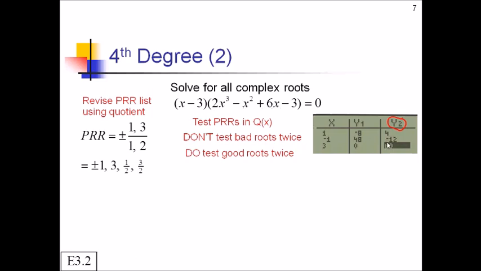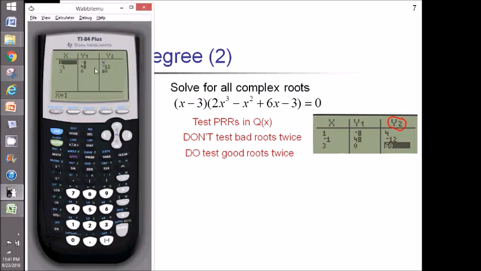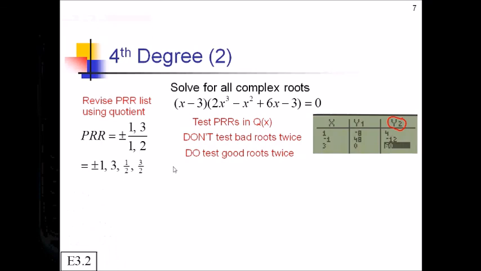Now, if we look in the table here, plugging 3 into our quotient did not give us 0. So the good root did not work twice. But we still have to check, so let's check a few more. Going back to my calculator now, let me try out negative 3. That doesn't work in the quotient. Again, we're just checking the y2 column. And what's on my list after that? Well, positive 1/2. Let's try that.